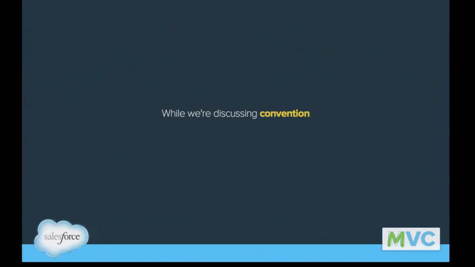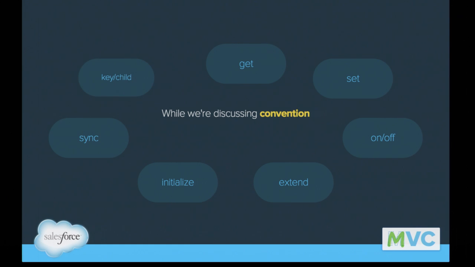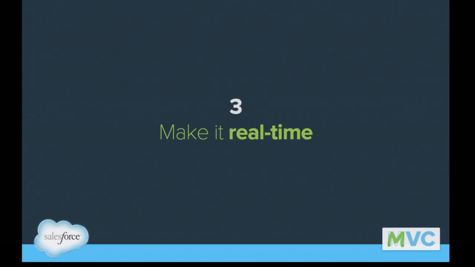Talking about conventions, it's also a good practice to follow them. Get, set, on, off, extend, initialize, sync, key, child. These are all standard methods that you see in models across libraries and languages. You should use them. So how do you make it real time? Well, isn't that the question? I think a lot of people, when real time became a big thing, wanted to throw out the model because they thought we need a different vehicle. But it turns out the model can be easily extended.